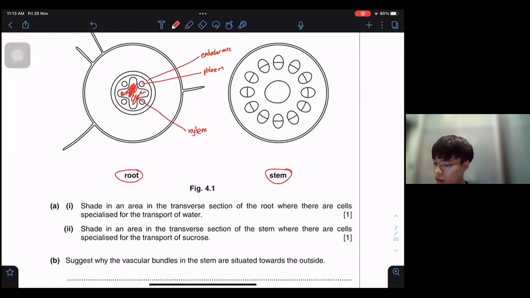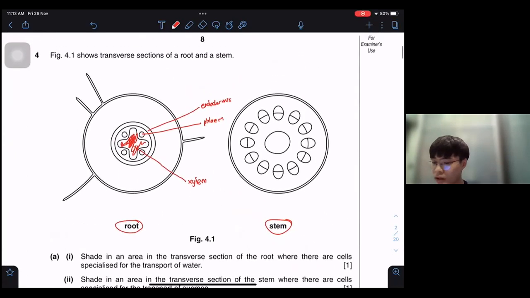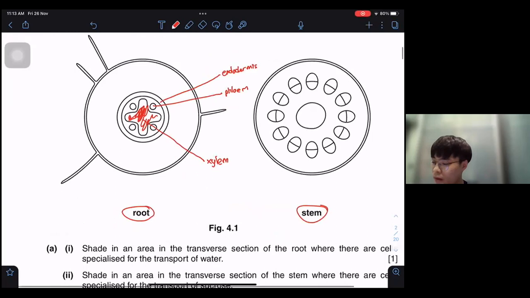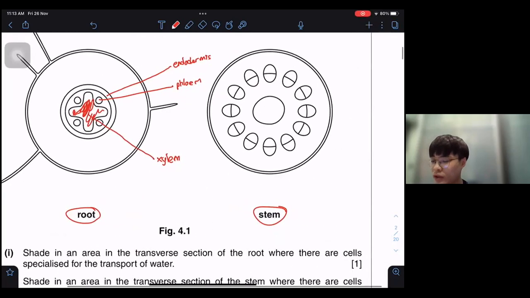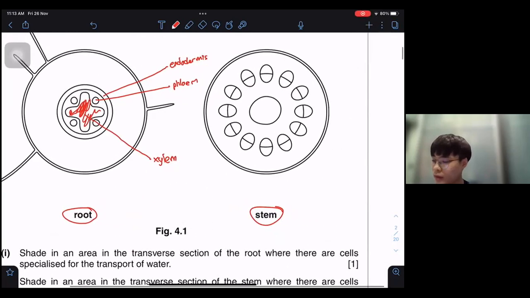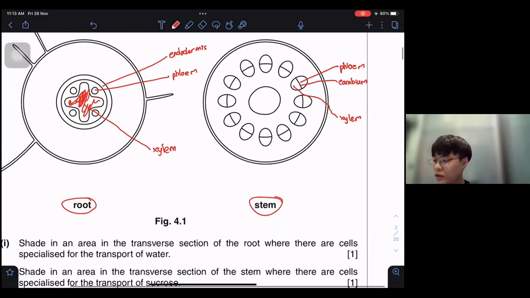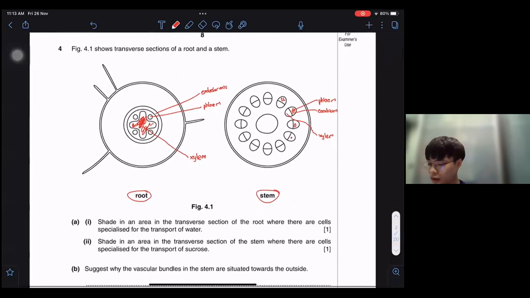Next, shade in an area in the transverse section of the stem where there are cells specialized for the transport of sucrose. Sucrose is an organic substance, so it will be transported in phloem. So this part is phloem, and the inner side is xylem. This middle line is known as cambium. You can shade all the phloem, or just shading one is enough.